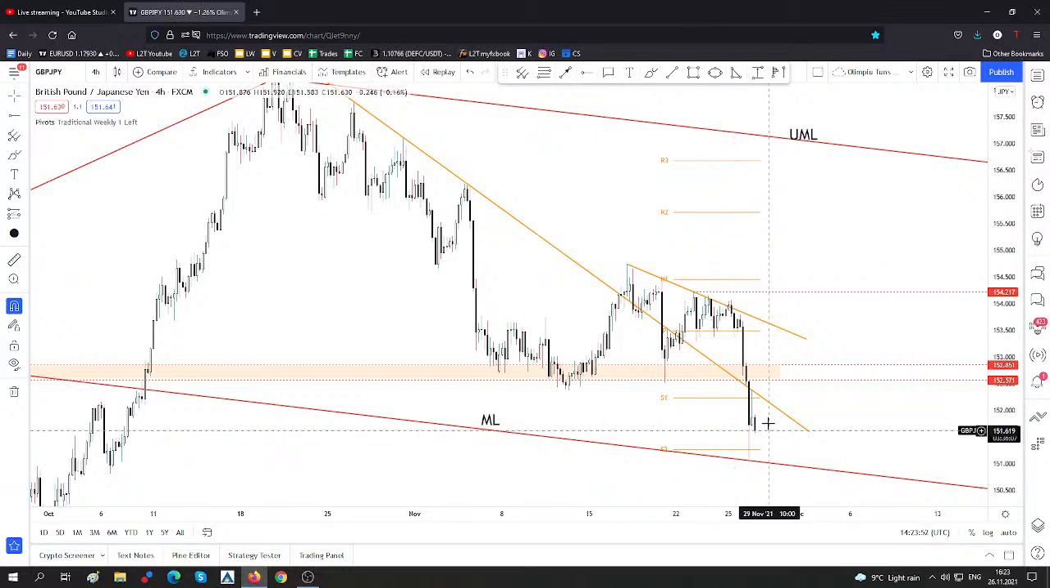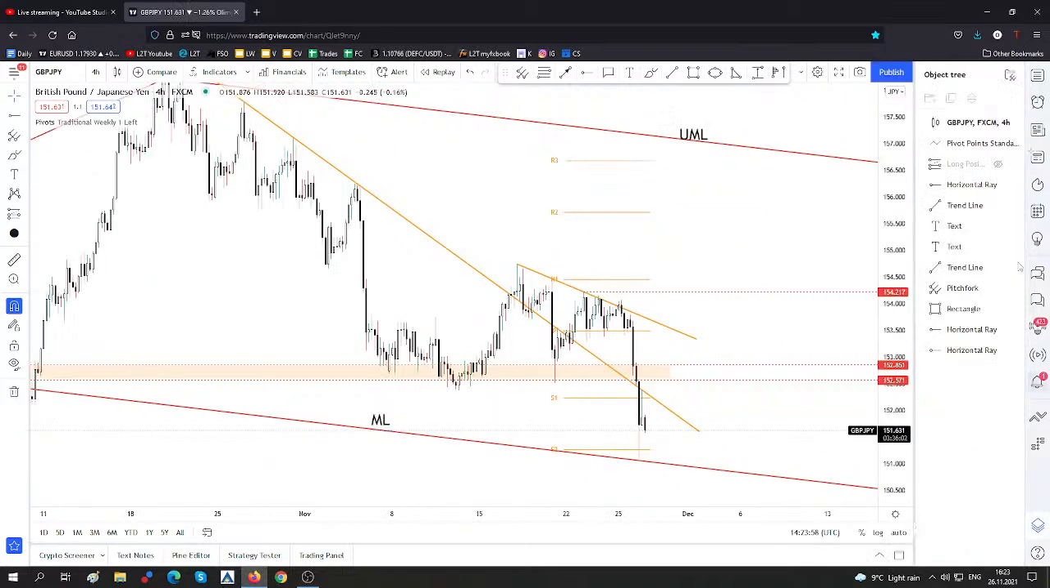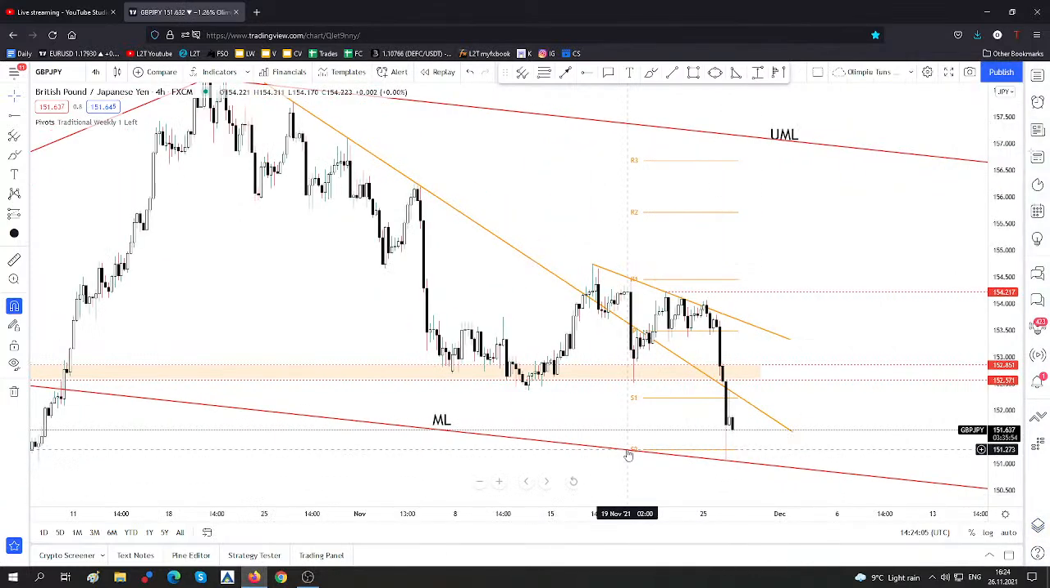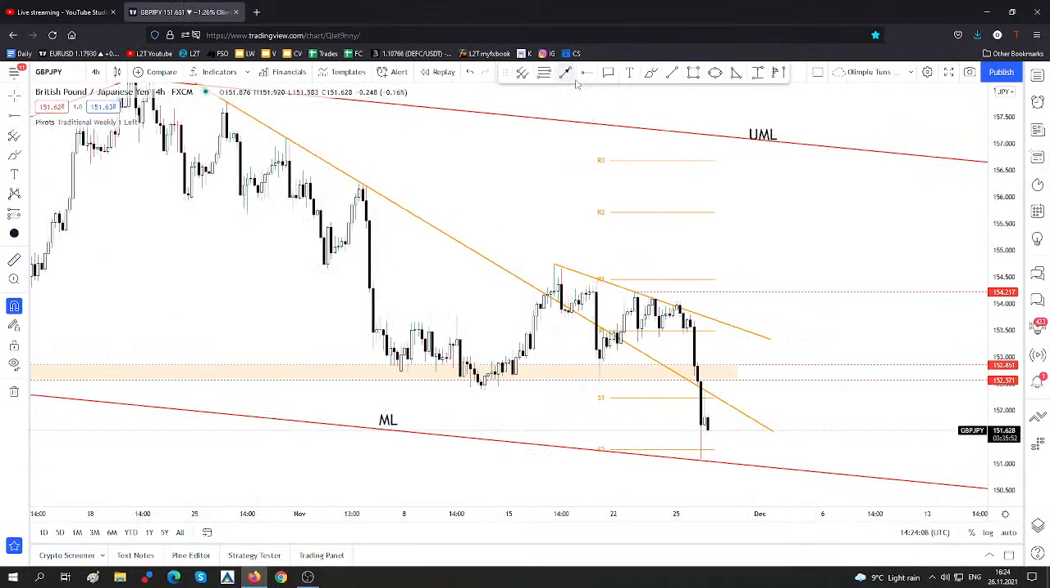Personally, I've had something like a pending order, a buy stop in the British pound versus the Japanese yen. My entry was above these levels, above 154, I believe 154.32 or something, and my stop loss was here below these lows, below the weekly pivot point.